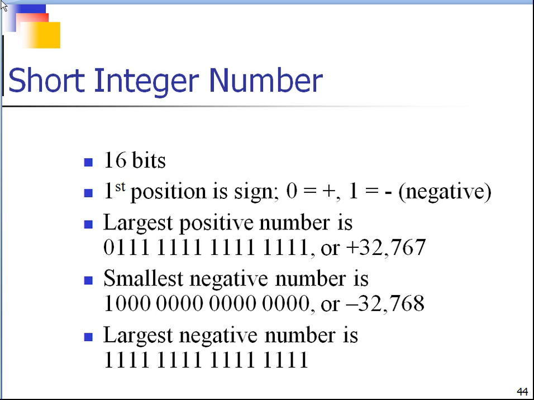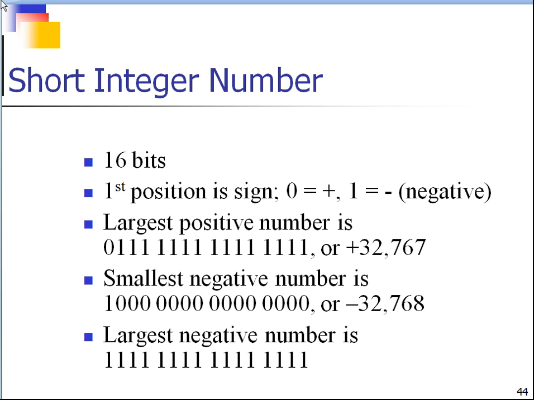Moving on. The short integer number is 16 bits. Here's an important point. The leftmost position is the sign, positive or negative. A 0 in the leftmost position is positive. A 1 in the leftmost position is negative. When you're analyzing the number, you've got to start with that first. Is it positive or negative?